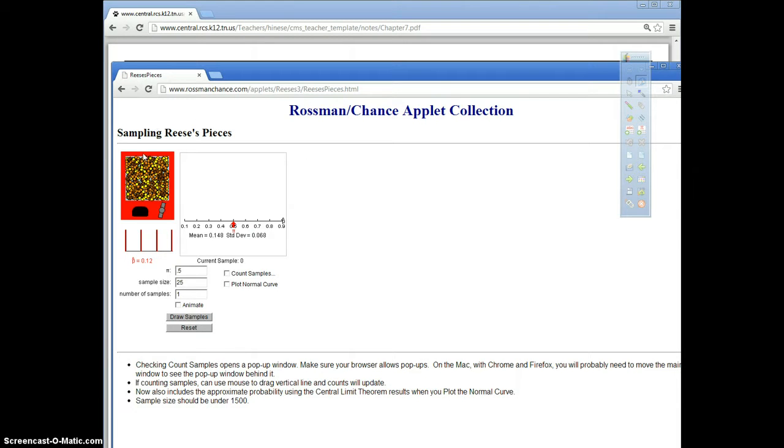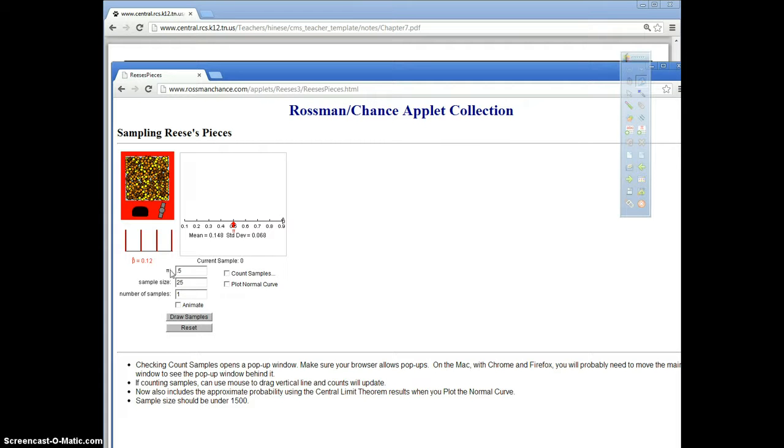What we're going to do is sample Reese's Pieces. So I have a population of Reese's Pieces here. I don't know how many are in there, but I do know that half of them are orange because of this right here. I said in class the other day that some statisticians like to use pi instead of p for their proportions. This applet does that. However, we are always going to use p, so let's just imagine that this is a p instead of a pi.